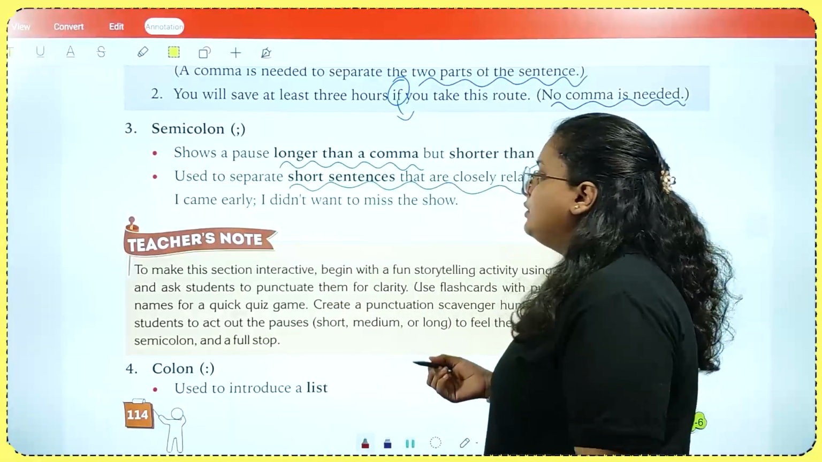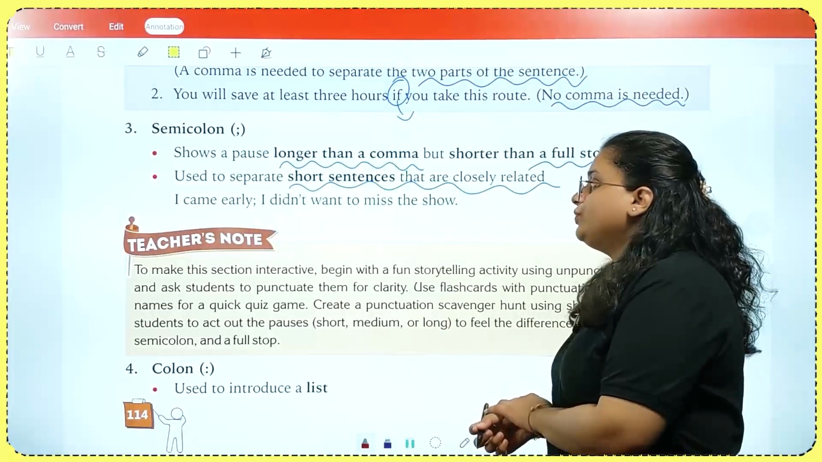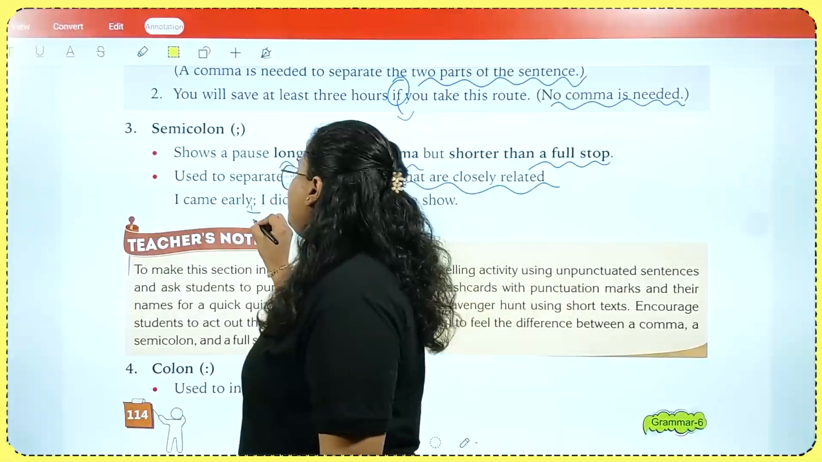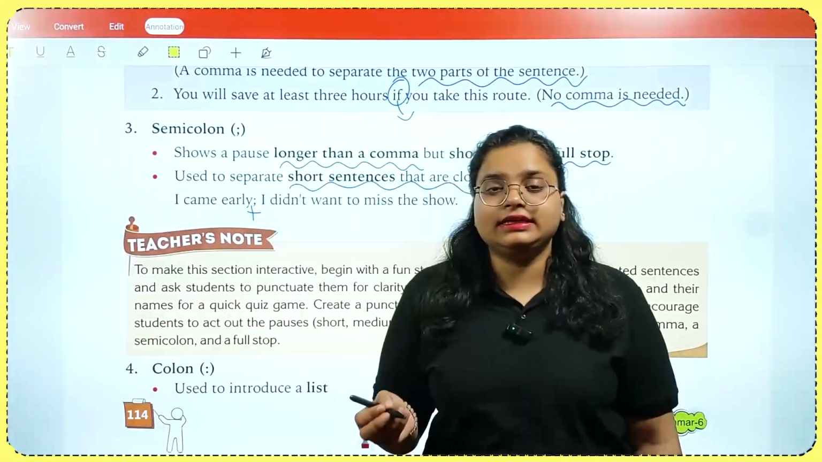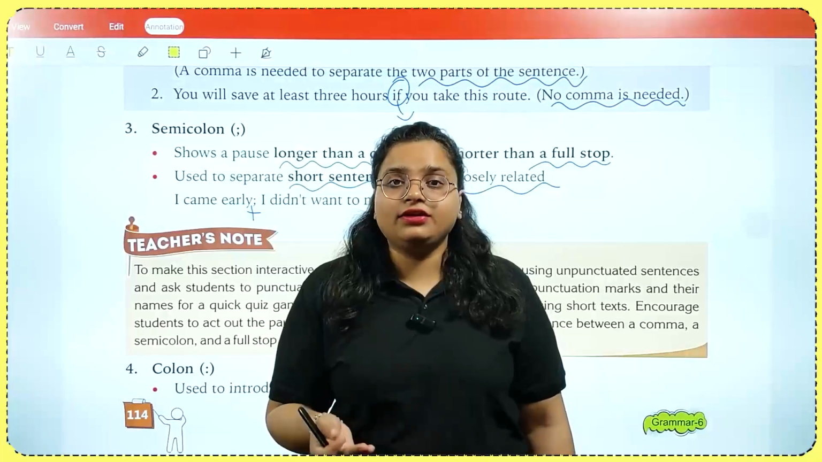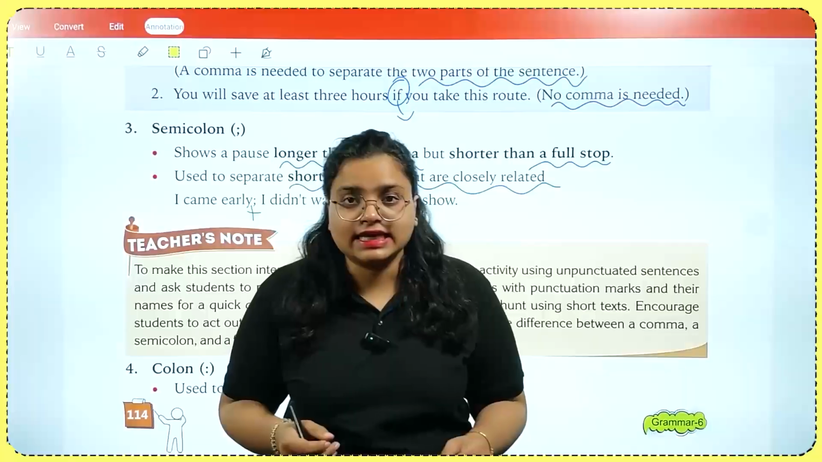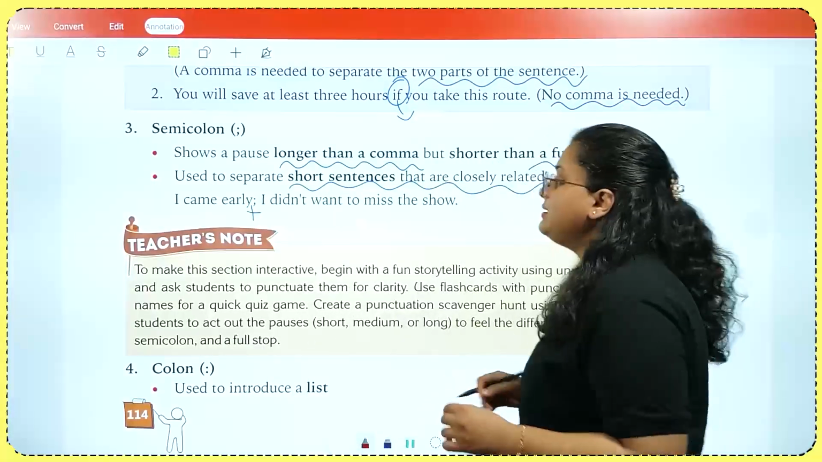I came early; I didn't want to miss the show. So both of these sentences are closely related because you came early. Why you came early? Because you didn't want to miss the show. So here these sentences are joined by the semicolon.